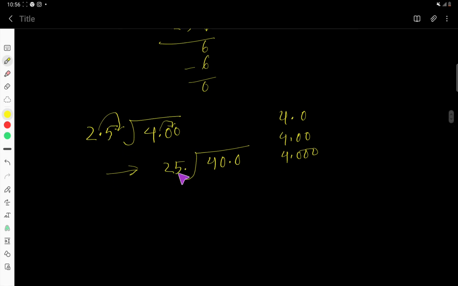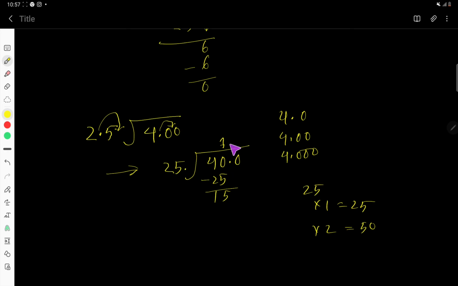Now divide. 25 goes into 40 how many times? You know that 25 times 1 is 25, then 2 is 50, right? So 25 goes into 40 just 1 time. This number is bigger. So write 1, and you have to write 1 here, right? You have to write it over the last digit. So 25. If you subtract, then you are getting 15.